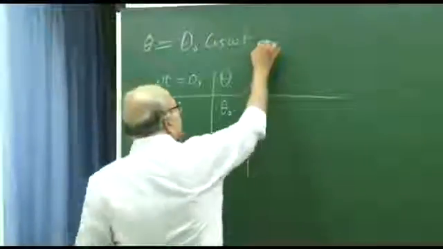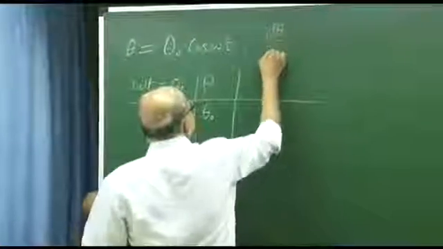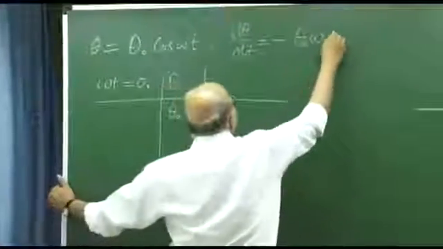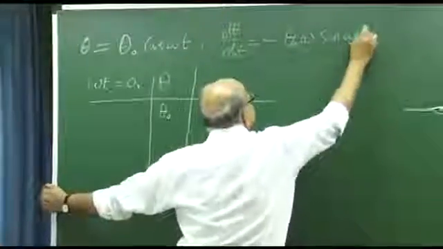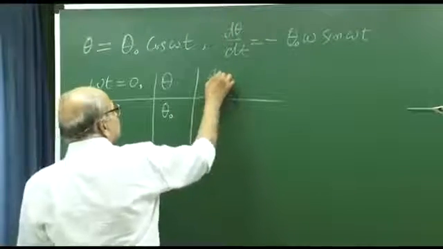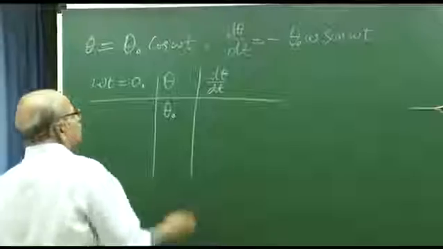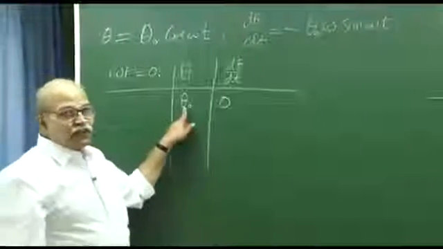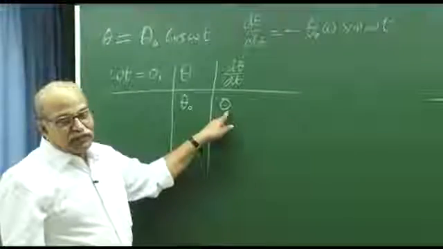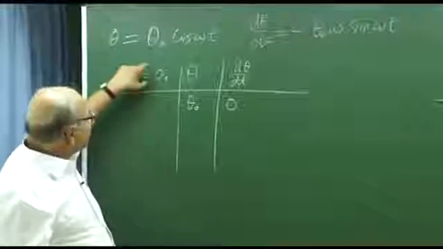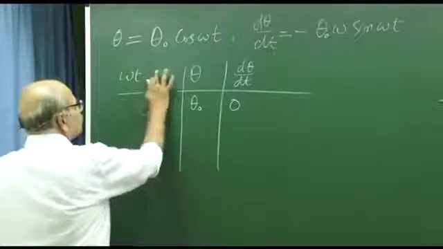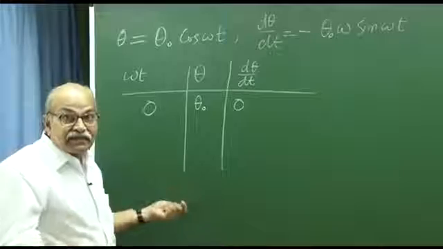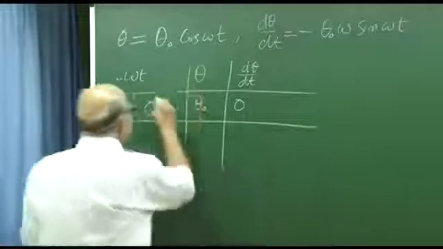If this is theta, the angular velocity you can write d theta by dt, and that will be minus theta naught omega sine omega t. So, that angular velocity, if this is 0, sine 0 is 0. So, this is 0, correct. Once it is at extreme position, the velocity should be 0. So, just by giving that value of omega t, which is 0 here, you get the position, you get the velocity. So, the phase is decided.